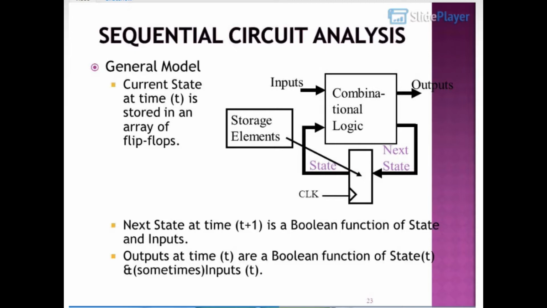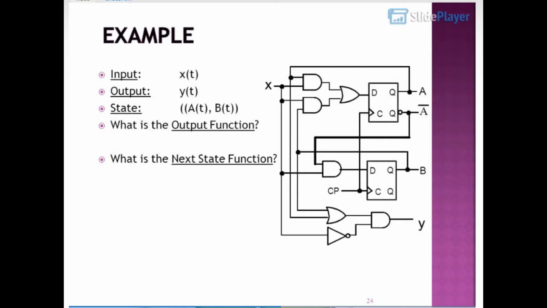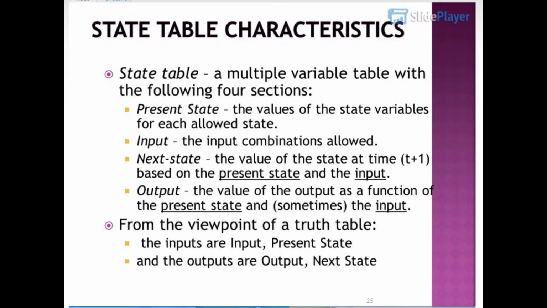CLK, state, next state. Example: X(t) and Y(t) input, output Y(t), state A(t), B(t). What is the output function? What is the next state function? A, C, D, Q, Y, X, B, CP, state table characteristics.